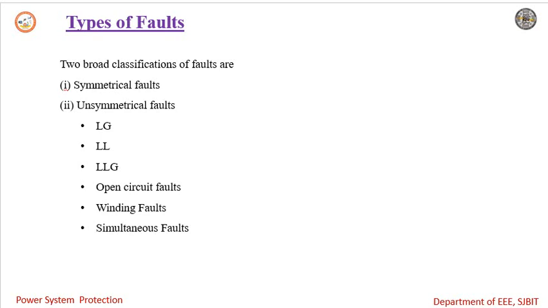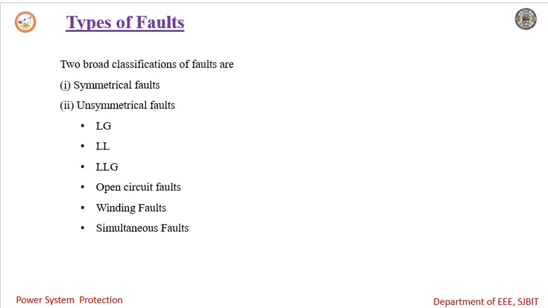These faults are broadly classified into two types: symmetrical faults and unsymmetrical faults. These faults are classified based on the power system condition. Whenever some fault occurs on the power system, if the power system is still in a balanced condition, then that fault is said to be a symmetrical fault. If the power system is in an unbalanced condition upon the occurrence of the fault, then that fault is called an unsymmetrical fault.